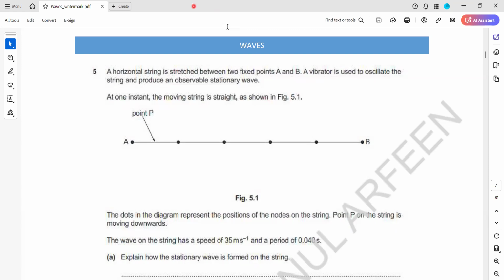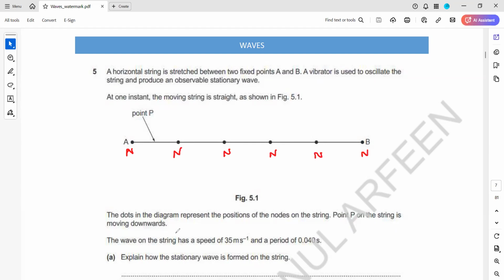So the point P is there and from A to B is a string length. The dots in the diagram represent the positions of the nodes on the string. Like this is a node, this is a node. So these are representing the nodes.